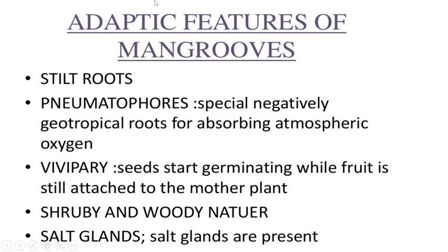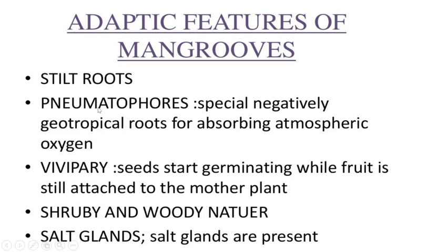Now let us see what the adaptive features of mangroves are. They grow in muddy conditions or salty water. That's why they require more support. The main root system cannot give sufficient support to the plant body. That's why the aerial portion of the stem shows stilt roots, and these stilt roots give extra support to the plant body.